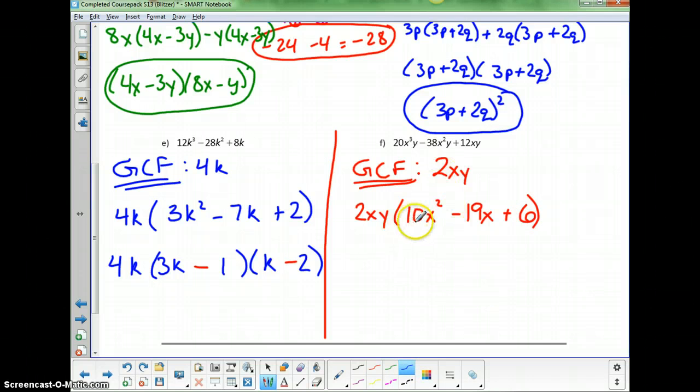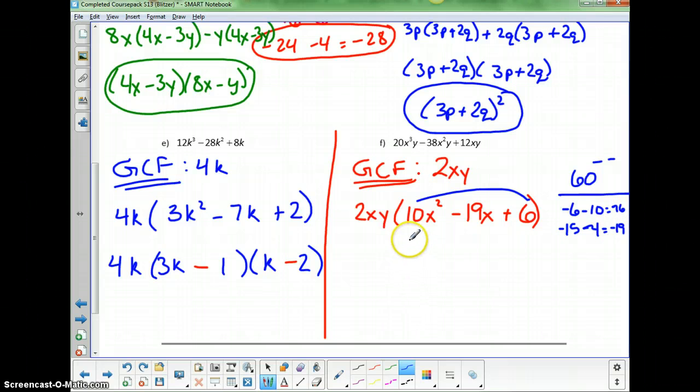Okay, so from here, I'm going to use the grouping method. So the grouping method says I would start by 6 times 10 is 60. It's going to be positive, so I'm going to need two negatives to multiply to a positive and to add to that negative 19. So things that go into 60 are 6 and 10. So I have negative 6 and negative 10. That'll add to negative 16. It's close, but not what I want, so let's try again. 15 and 4. Negative 15 and negative 4 multiply together to get 60, and they add to a negative 19.